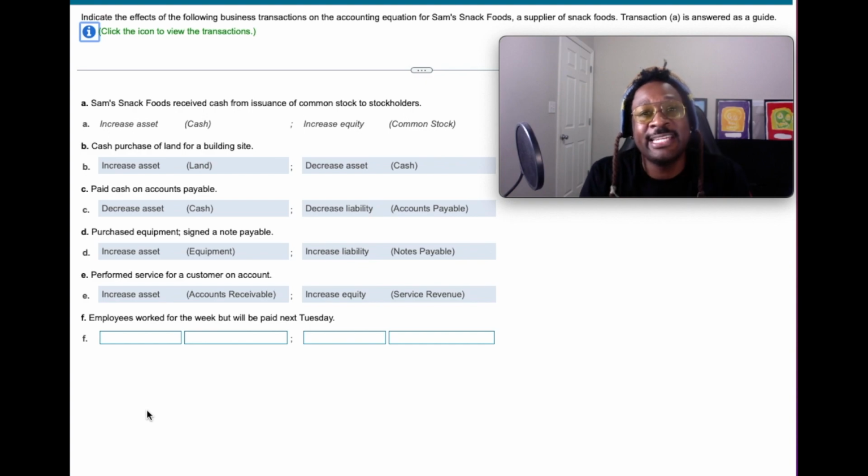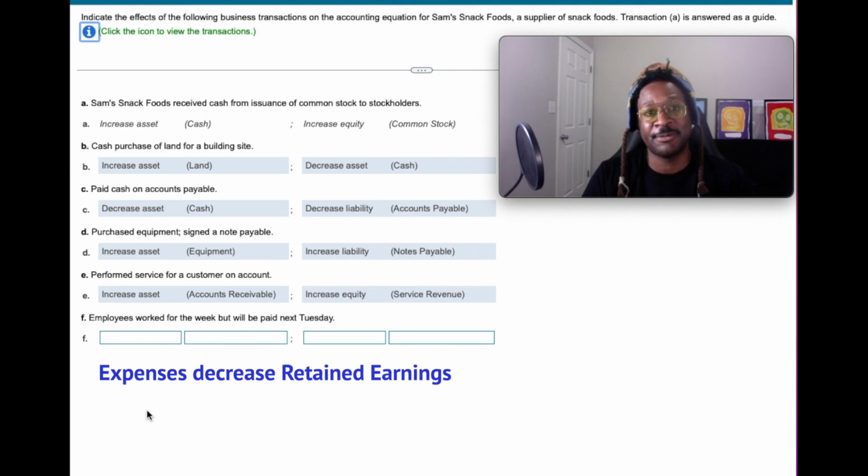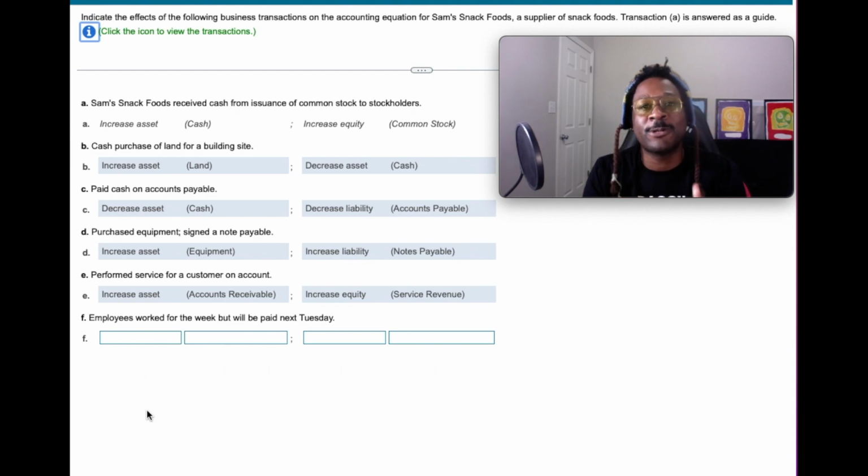Now, anytime employees work, the company has to create a salaries expense, right? Salaries expenses happen to affect income. Expenses decrease income, thus affecting retained earnings. And we know at this level that retained earnings is a part of stockholders' equity. Therefore, anytime expenses happen or are incurred, stockholders' equity goes down.